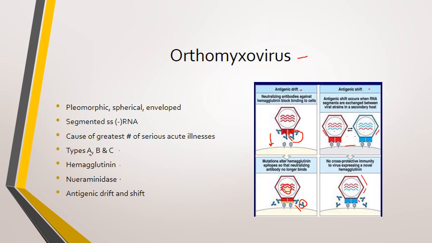In antigenic shift, what you have is a single host cell that has been infected with two different strains of influenza. Remember, both strains are going to enter the cell, initiate infection, and both strains are going to undergo replication.